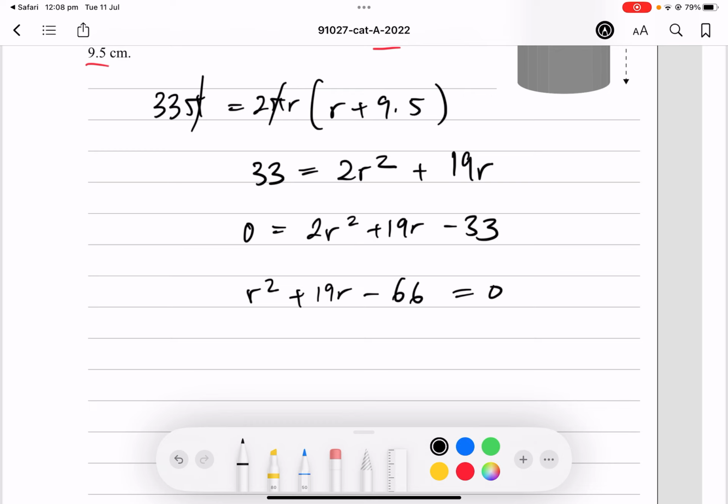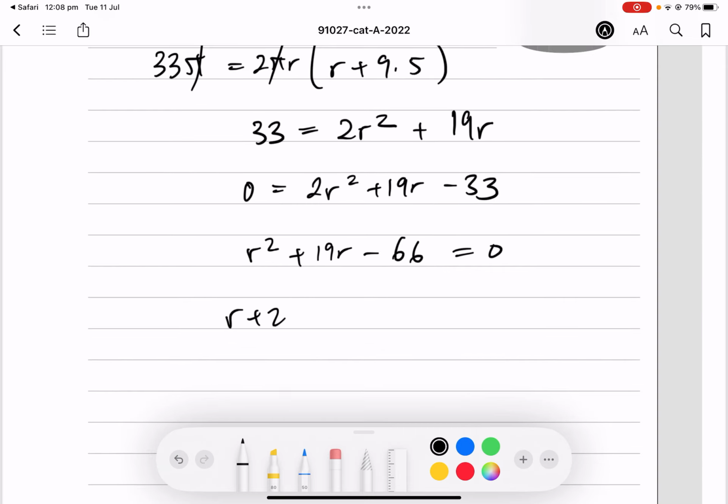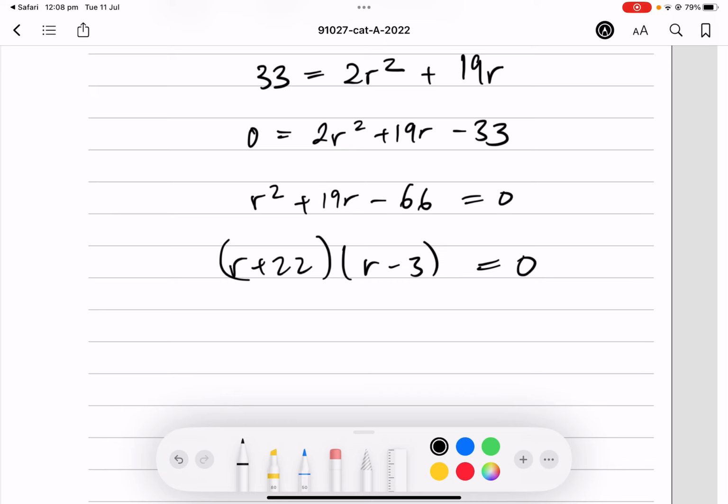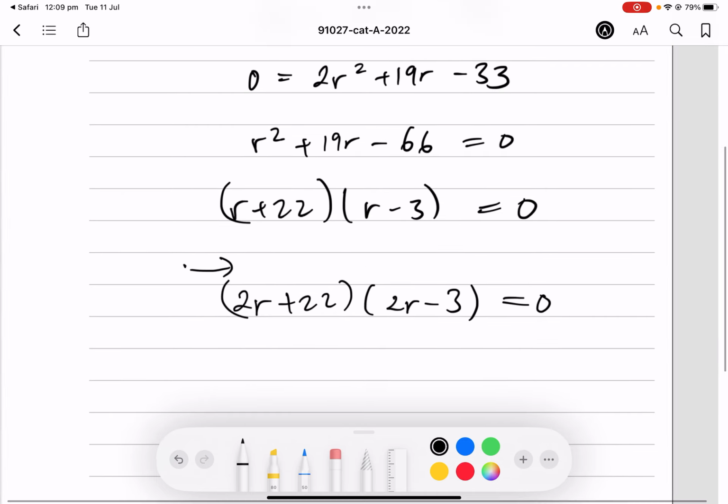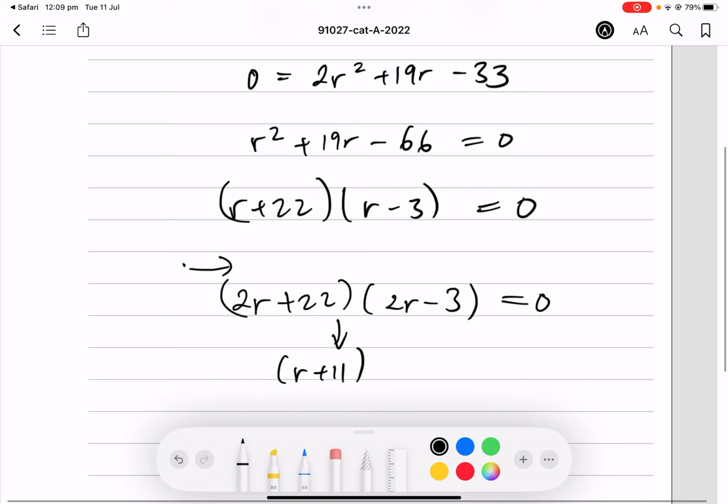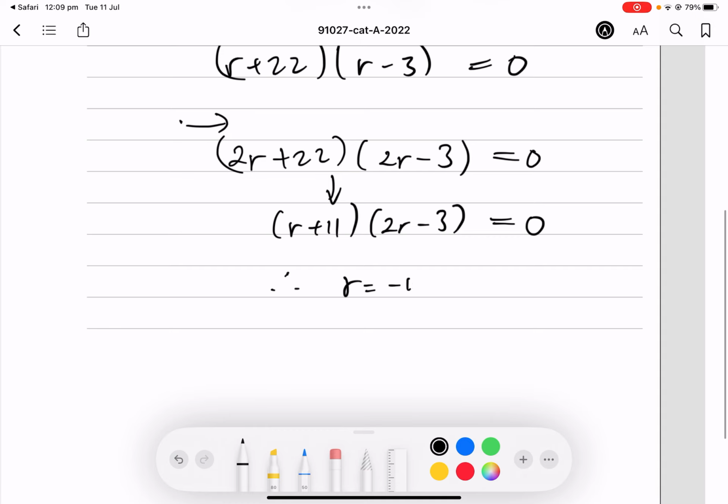And two numbers that multiply to negative 66 and add to 19 would be 22 and 3. So we have (r plus 22) and (r minus 3) equals 0. So therefore, the solutions for the original equation would be 2r plus 22 and 2r minus 3, that equals 0. And this will reduce to r plus 11 times 2r minus 3 equals 0. So therefore, r equals negative 11 or r equals 3 over 2. But negative solutions are rejected since that doesn't make sense for the radius of a cylinder. So therefore, r equals 3 over 2.